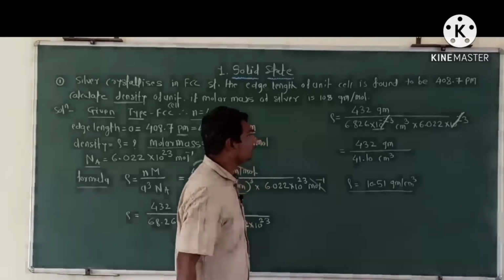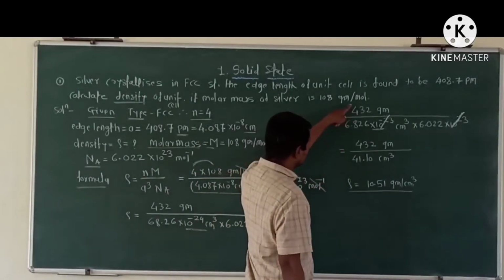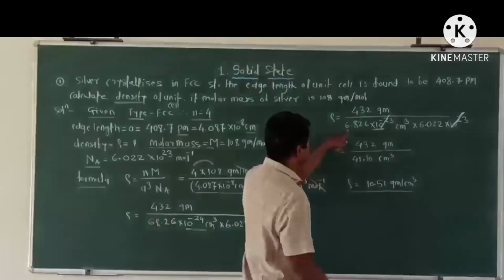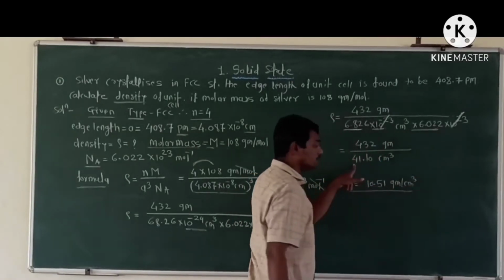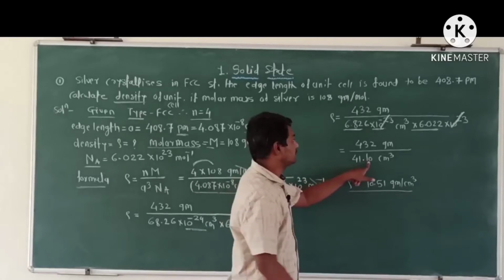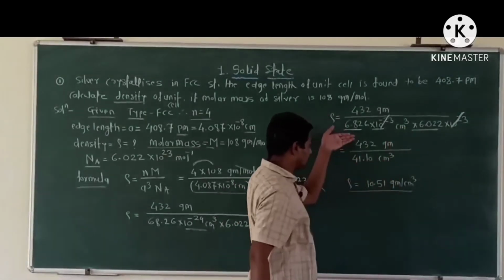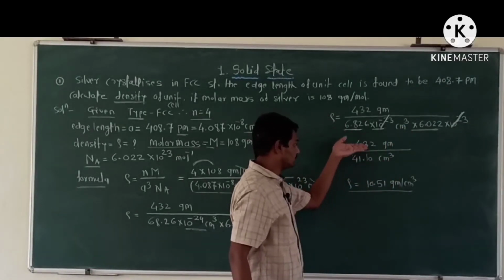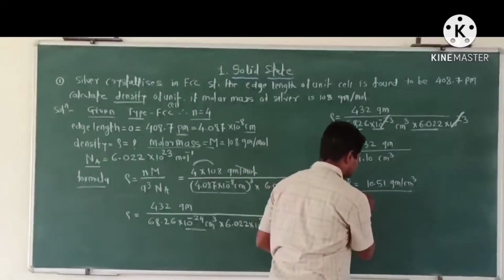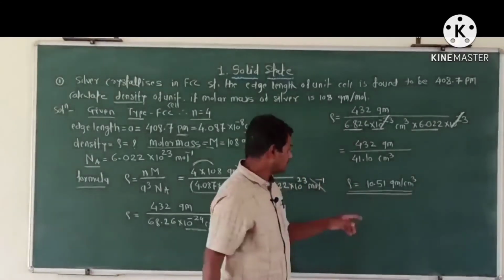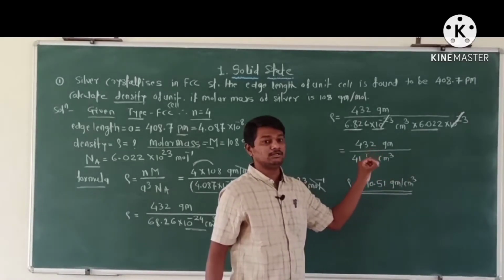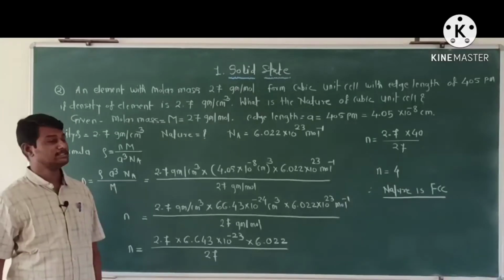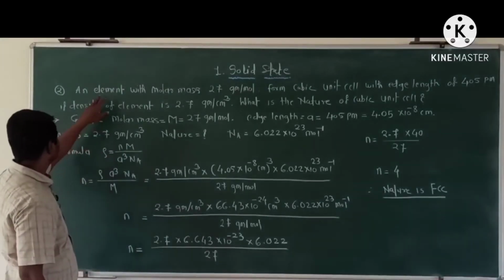Okay, now this value remains the same here, multiply these two values, we get 41.10 centimeter cube, and after dividing in this equation we get the final answer, that is density is equal to 10.51 gram per centimeter cube. Okay, now let's see the second numerical.